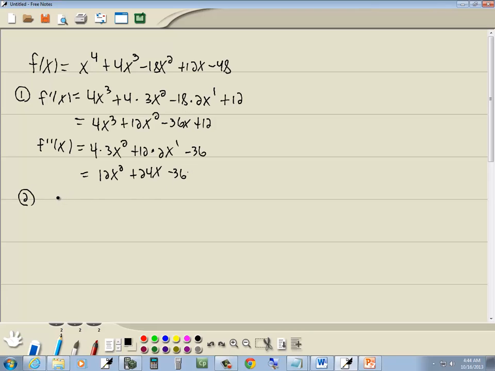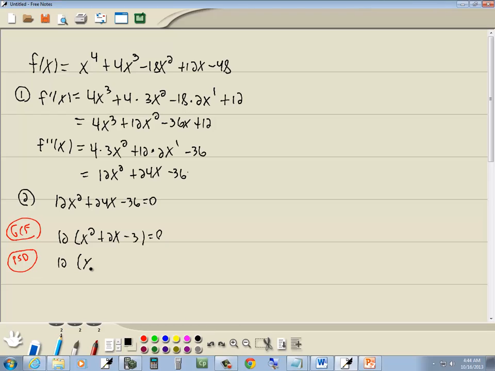Then we need to find our critical values. So we're going to set that equal to 0. So 12x squared plus 24x minus 36 equal to 0. And I notice right away they're all divisible by 12, so I can factor out a GCF, 12. And that gives us x squared plus 2x minus 3 equal to 0. Now what's inside the parentheses is the PSD method. 12 carries down. This factors as x plus 3 times x minus 1 equals 0.